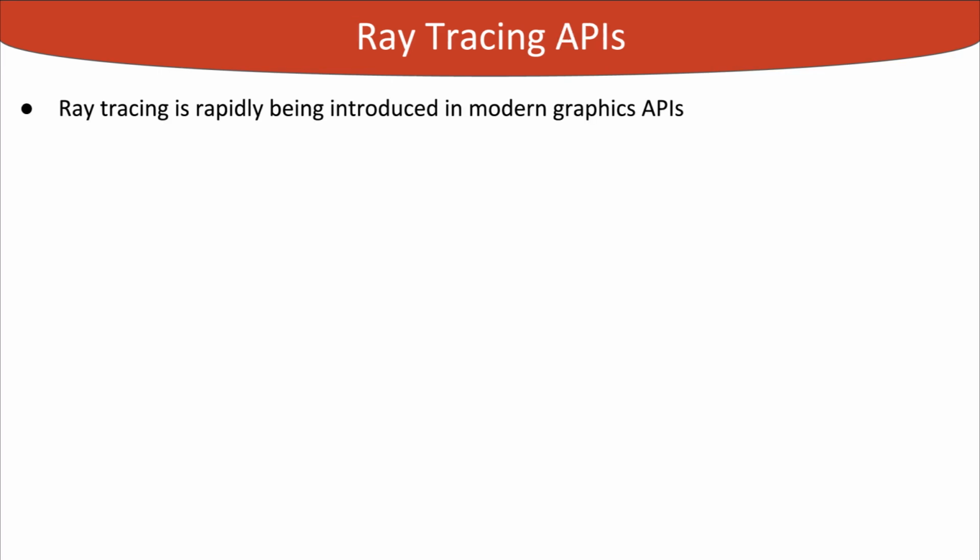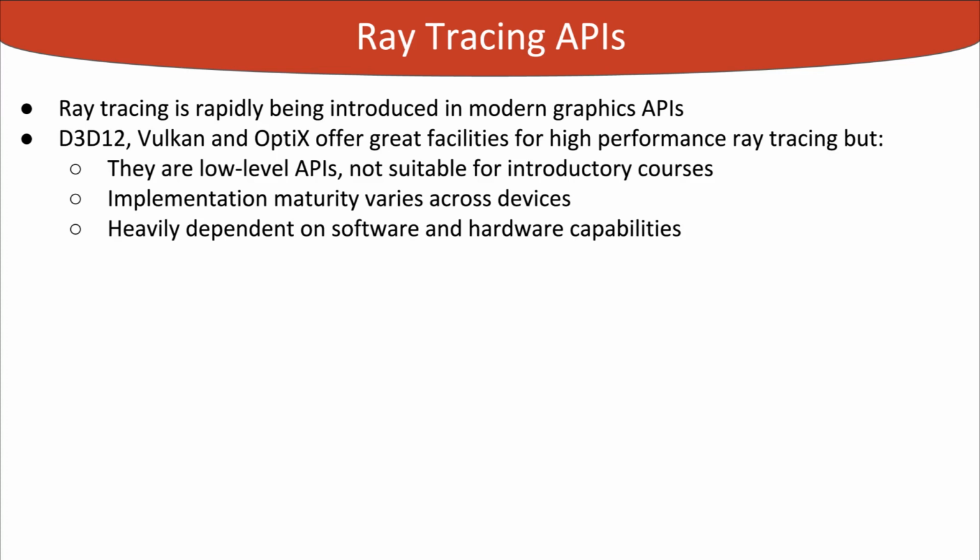The improvements in hardware are also backed by software solutions, with ray tracing rapidly being introduced in modern graphics APIs. The question is whether these APIs are ready to support computer graphics courses. They are very low-level and complex APIs. This is understandable, as they have to squeeze every last bit of performance out of the hardware while remaining flexible and configurable. They are therefore not suitable for introductory courses.